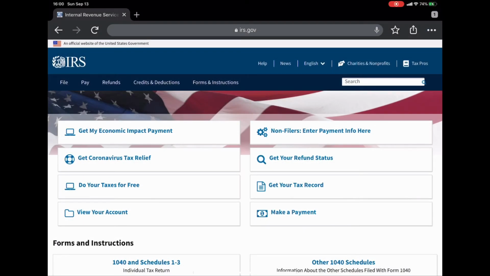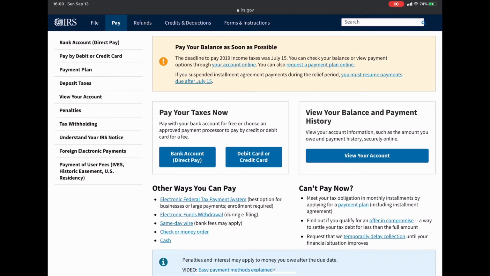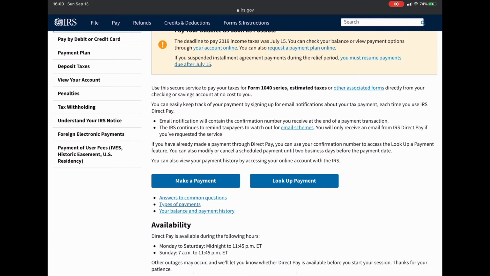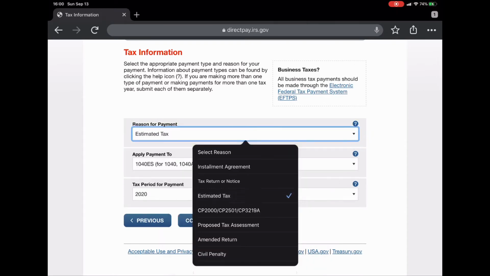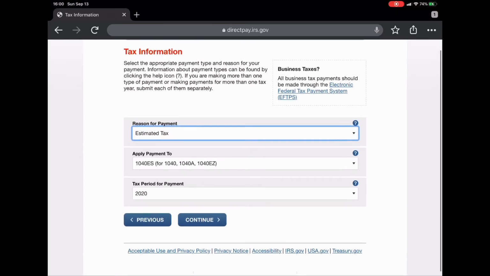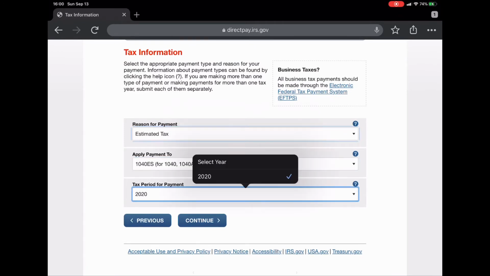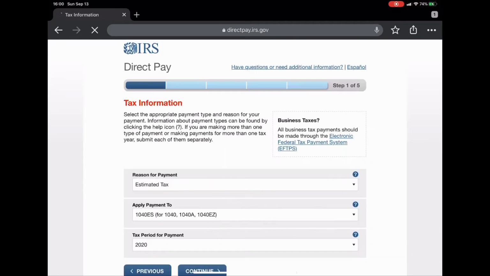Okay, so now that we have our totals for how much we need to pay for our quarterly payment, we'll go back to the IRS website and go to make a payment, and then go down here to bank account and direct pay on the left, and then you'll go down to make a payment, and for the reason you'll type in your estimated tax. Make sure that you have all of this set correctly and press continue. And then you will confirm that you have your information correct.